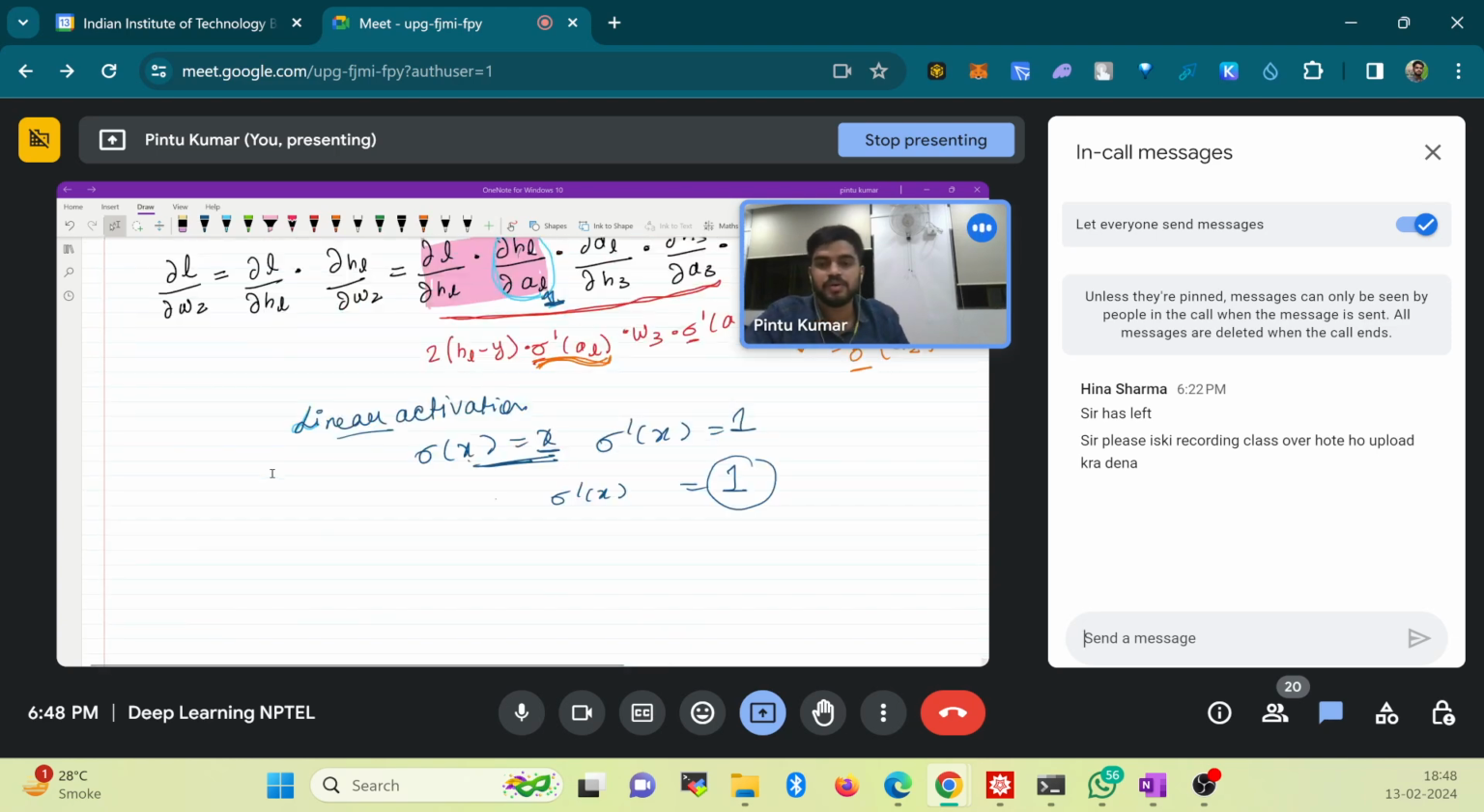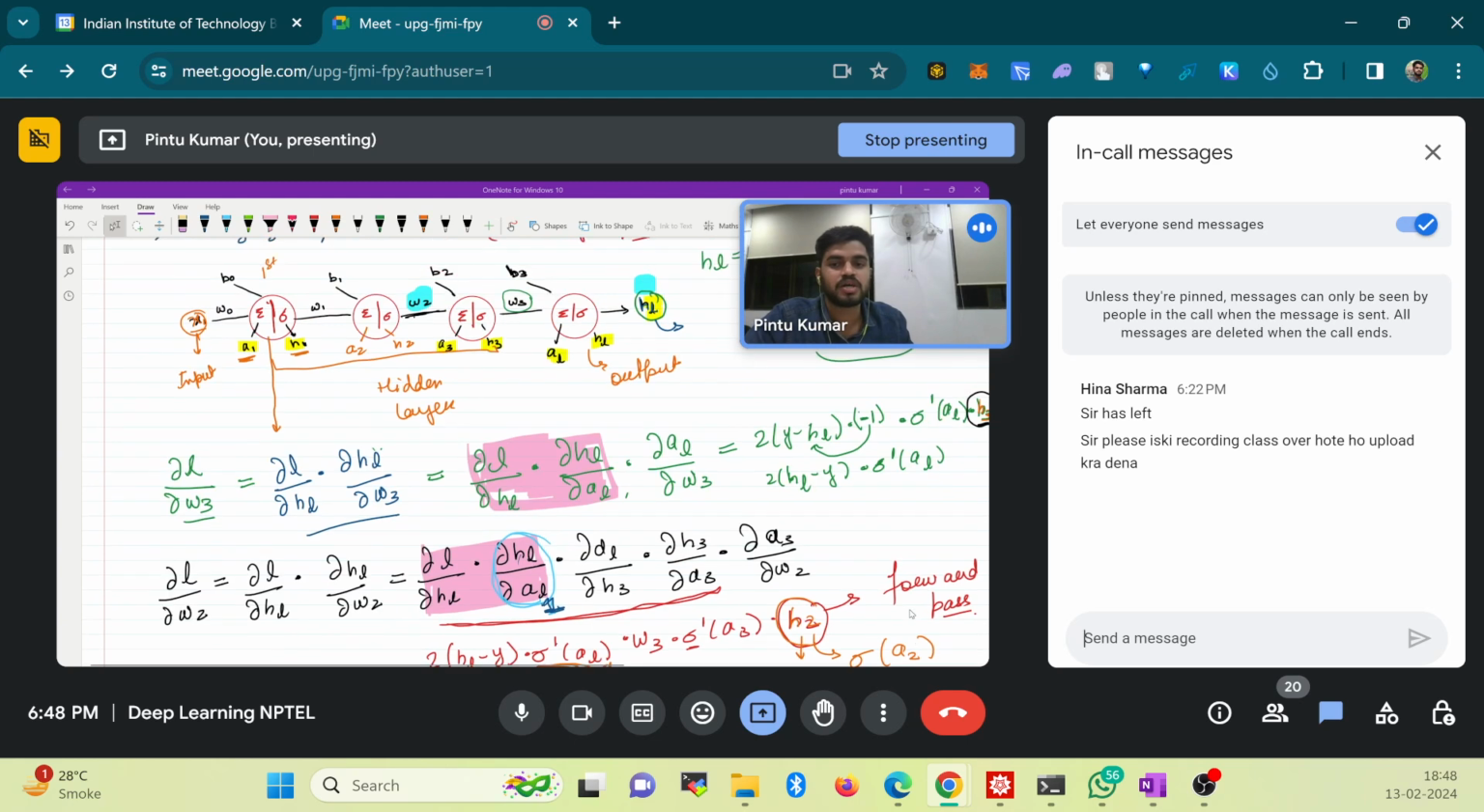Any doubt in how this backpropagation worked? How did we find the derivative of L with respect to the W2 parameter? Then we will go to a multiple network kind of a thing so that we completely understand this backpropagation thing.